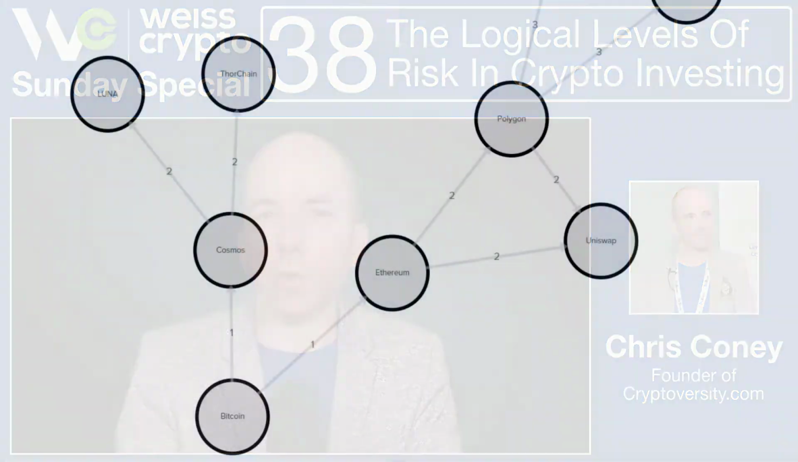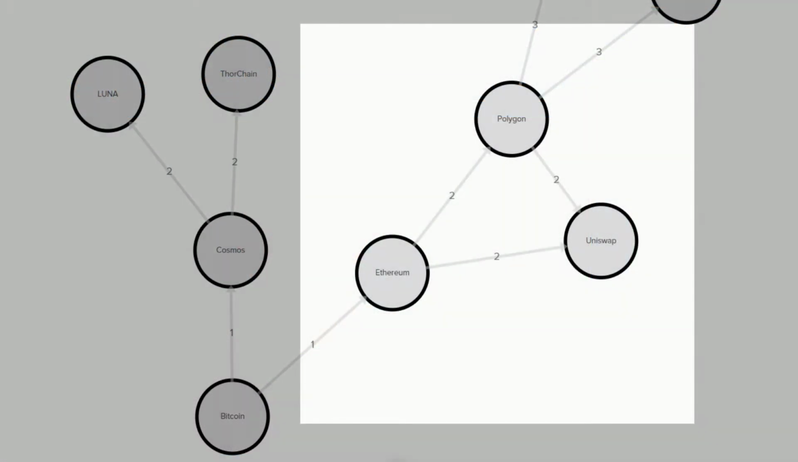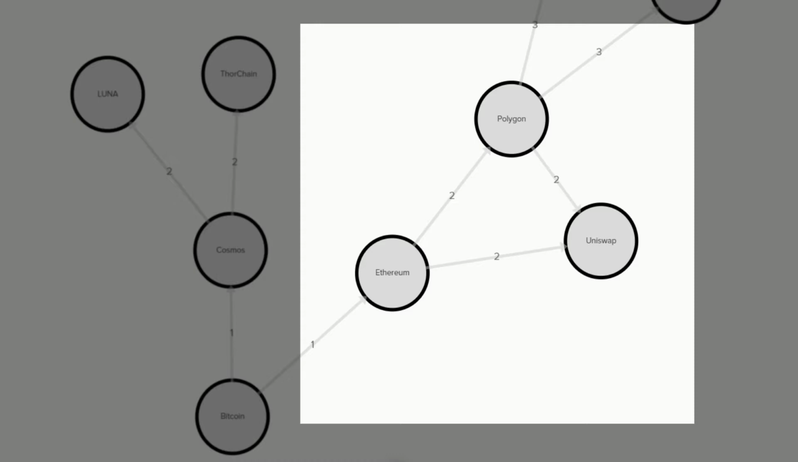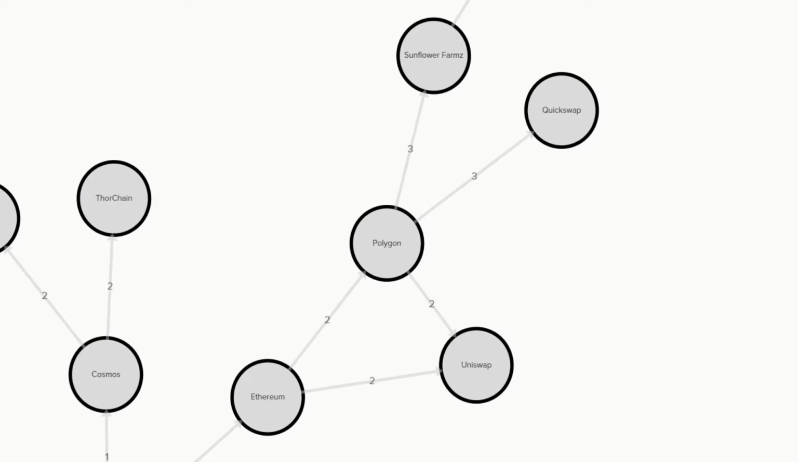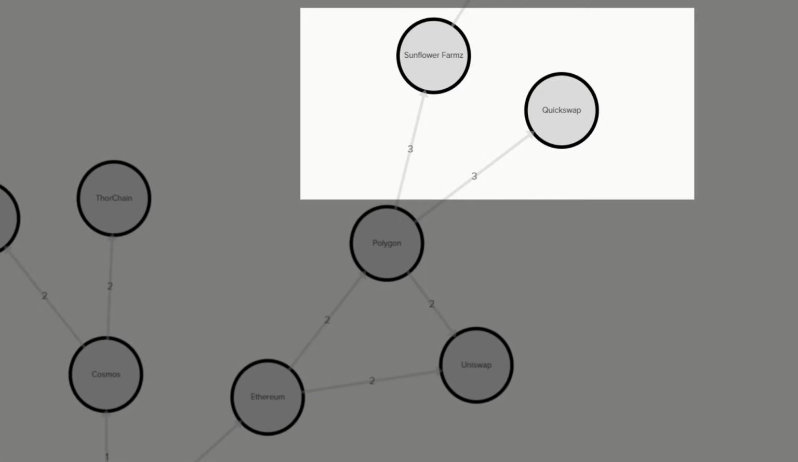I consider this also to be a level 2 risk asset, since it's built on a level 1 risk asset like Ethereum. Now I'll come back to Uniswap in a moment. So expanding beyond Polygon, there are specific apps built on that platform like QuickSwap or Sunflower Farms in my illustration. They get labeled as risk level 3 because they're built on top of risk level 2.